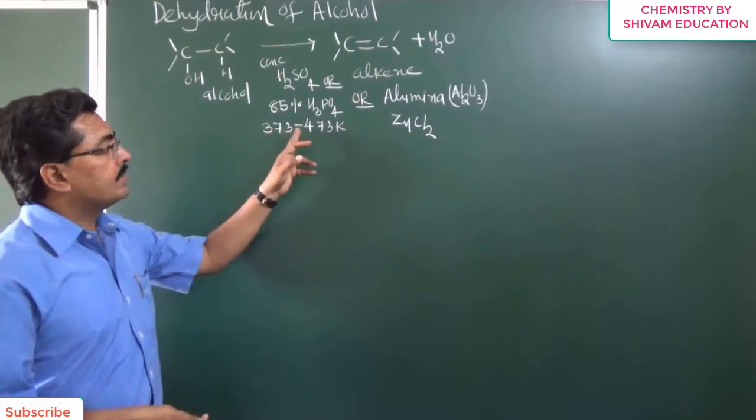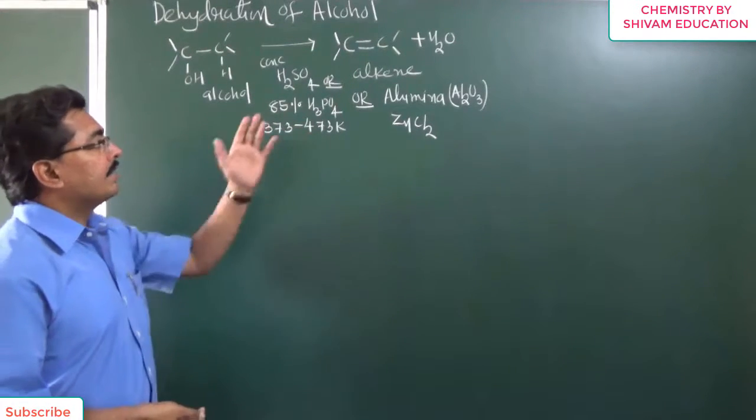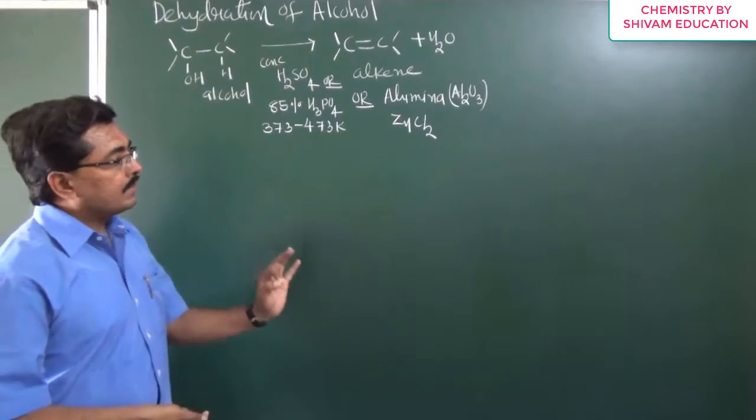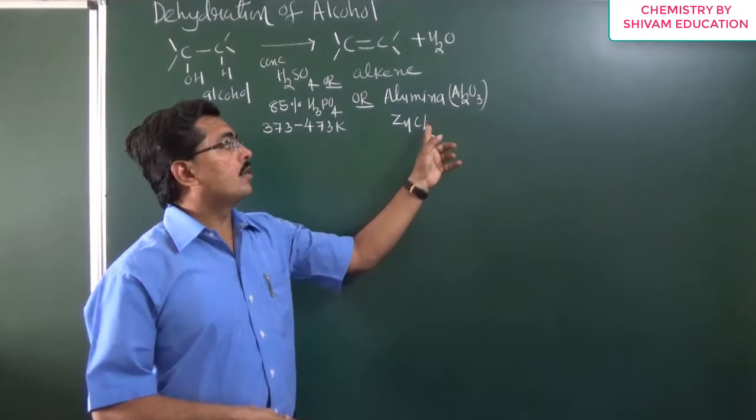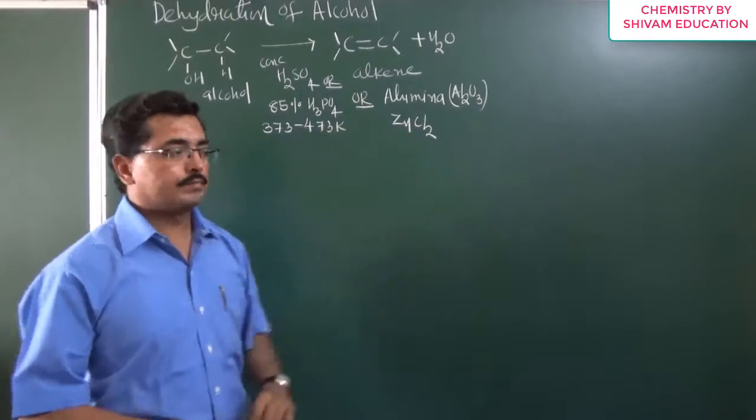The temperature we are using is 373 to 473 Kelvin and we get an alkene. Now the same type of product we can get by using alumina as a catalyst, or we can use anhydrous zinc chloride.